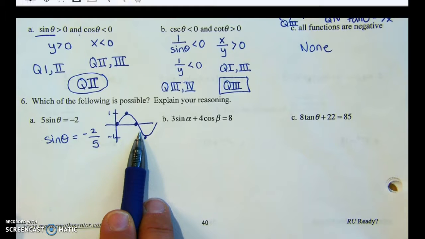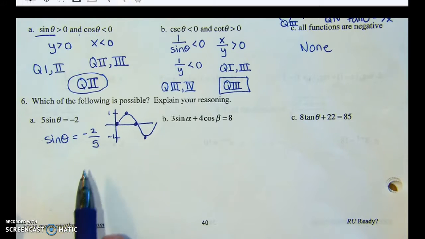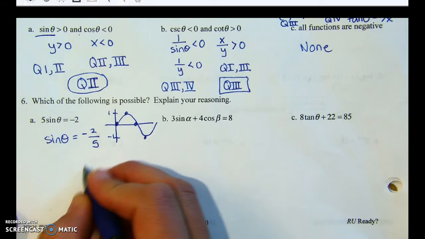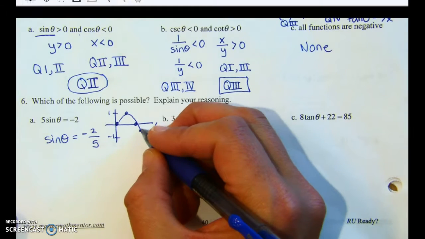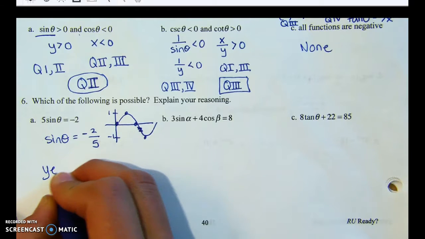Yeah, it did. It's all about, well, what is the decimal for 2/5? Do you guys know? And it's negative. So that's a little less than 1/2, yeah? So is this possible? Yes.